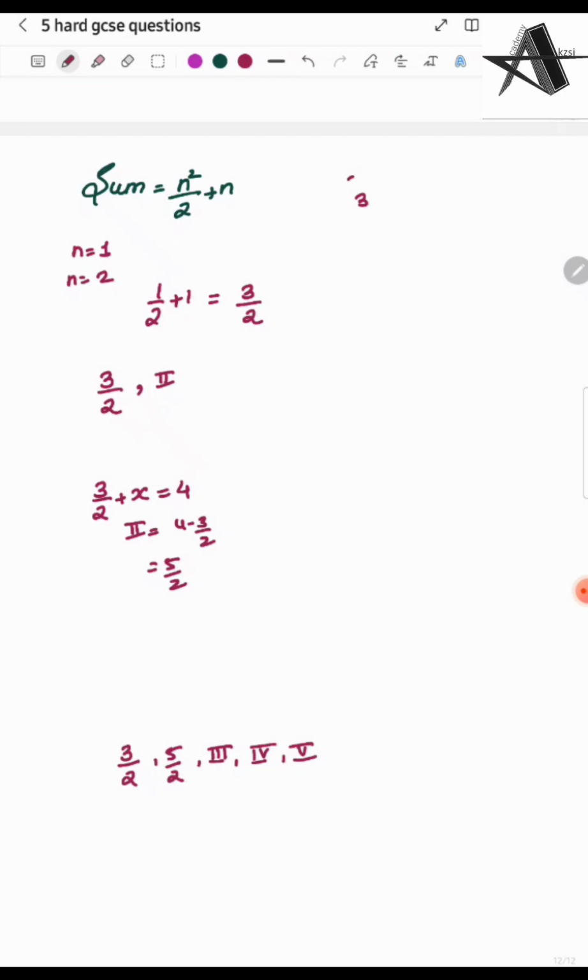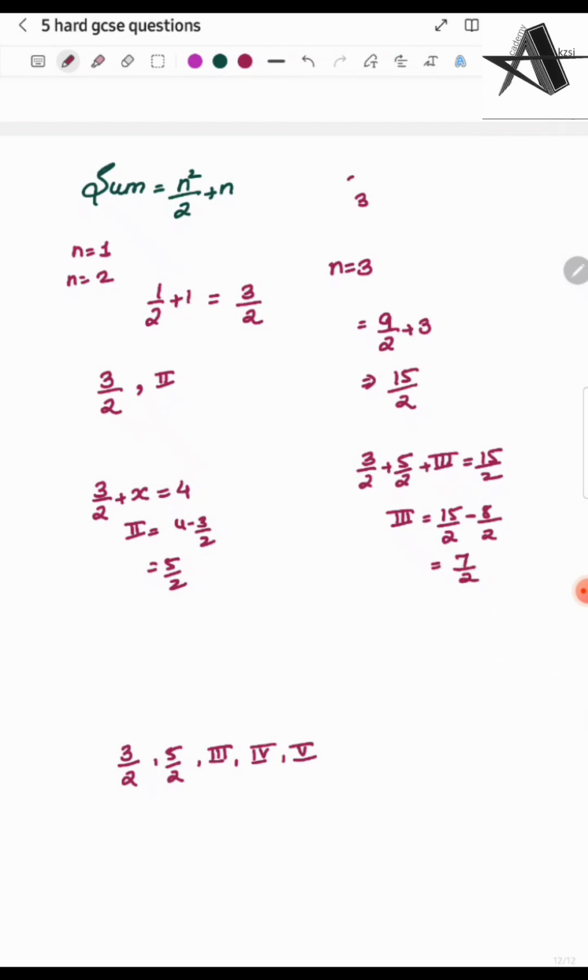When I put n equals 3 in this case, I'll get the sum of the first 3 terms. On putting 3 here, this will give me 9 by 2 plus 3. This will be 15 by 2. 15 by 2 is not your third term, it's the sum of the first 3 terms. That means 3 by 2 plus 5 by 2 plus your third term is equal to 15 by 2. So the third term will be 15 by 2 minus 8 by 2. That will give you 7 by 2. So my terms are 3 by 2, 5 by 2, 7 by 2.